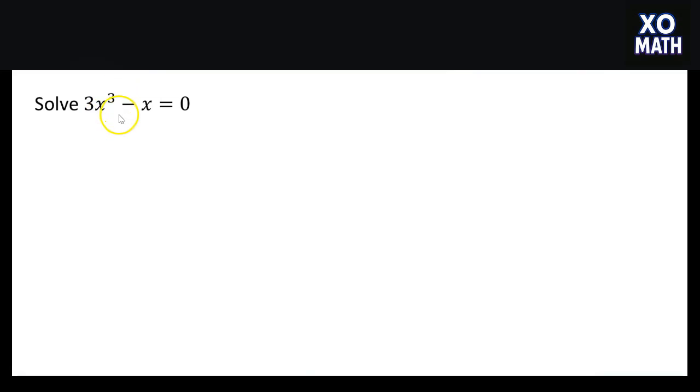Now let's solve 3x cubed minus x equals 0. Here we have this higher degree polynomial, x to the third. There's only 2 terms, so I can factor out the GCF. I can take out an x, and I'm left with x times the quantity 3x squared minus 1 is equal to 0. Now that I have factors, I can set each factor equal to 0. I have x equals 0, and 3x squared minus 1 is equal to 0.